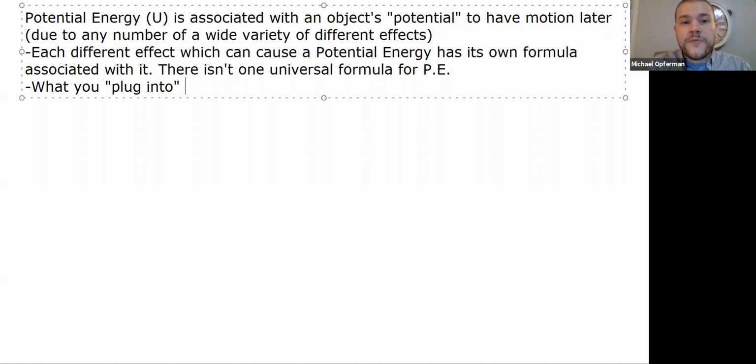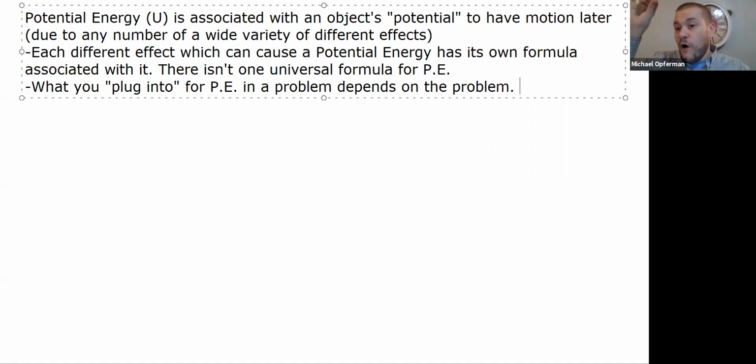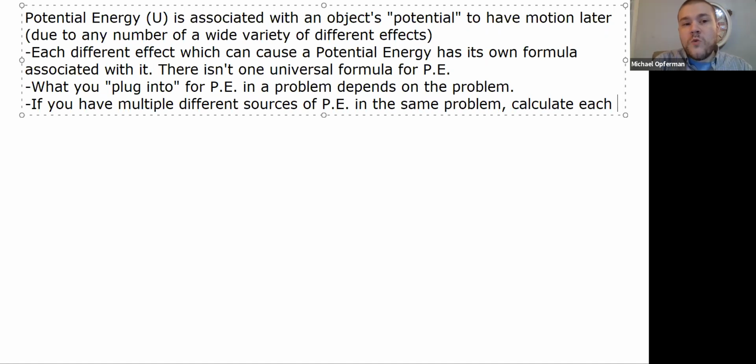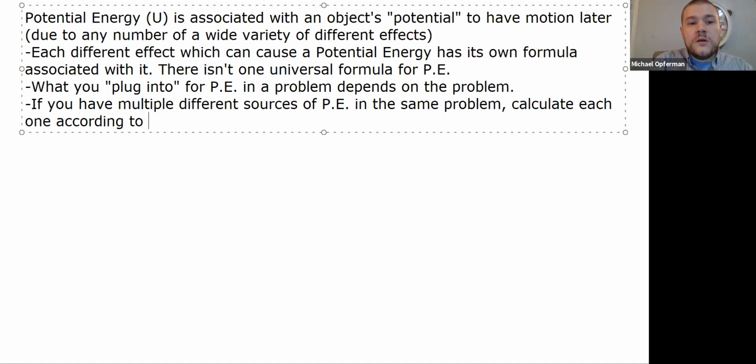So what you plug into for potential energy in a problem depends on the problem. If the problem is about something falling under the influence of gravity, you'll use the formula for gravitational potential energy. If a problem is about an object that's on a spring that's snapping back to its rest length, you'll use the formula for spring potential energy, and so on. Or you might have a problem where you have multiple different kinds of potential energy, in which case you just add them up. Let me actually make a bullet point for that too. If you have multiple different sources of potential energy in the same problem, you'll calculate each one according to its own formula and add them all up to get the total potential energy.